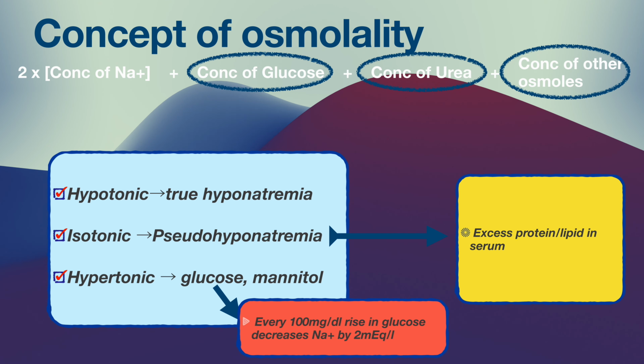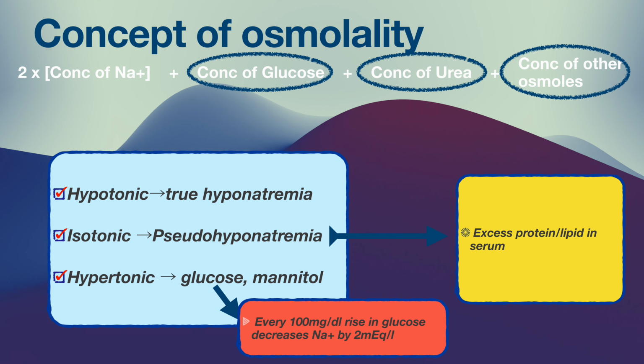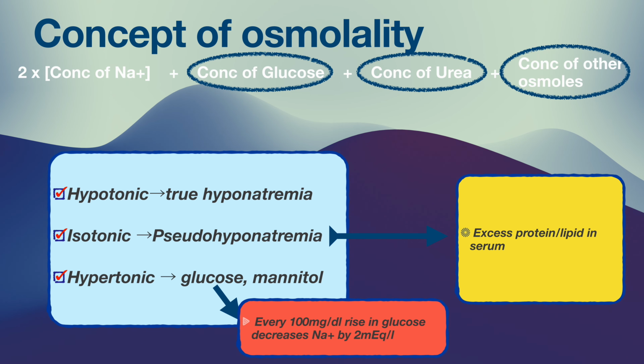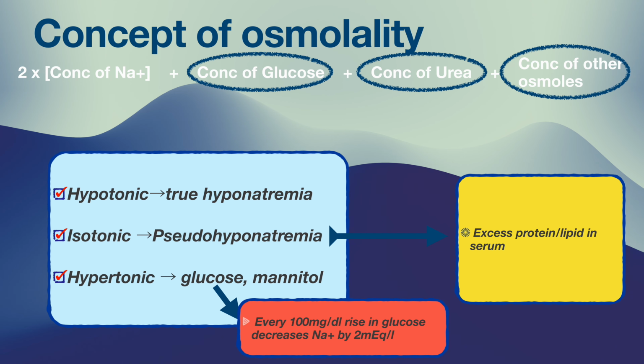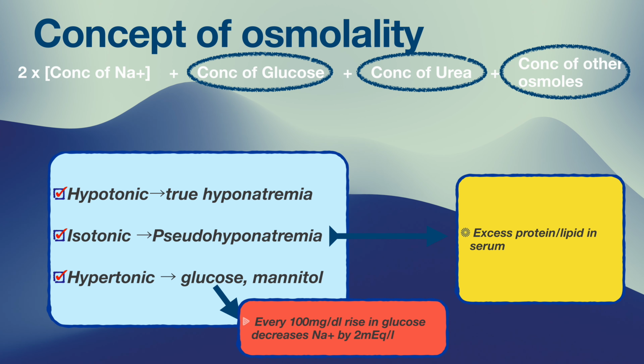Now one interesting thing is, for every 100 mg per deciliter rise in glucose, sodium falls by 2. So you can actually correct for that. It doesn't sound like much, but it can cause significant lowering in case of DKA when glucose is extremely high. So now we know it's hypotonic.